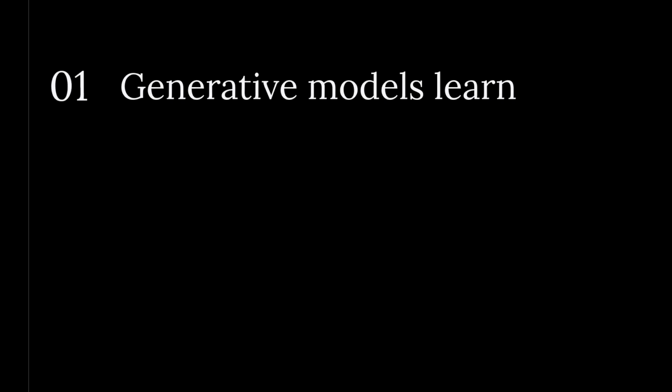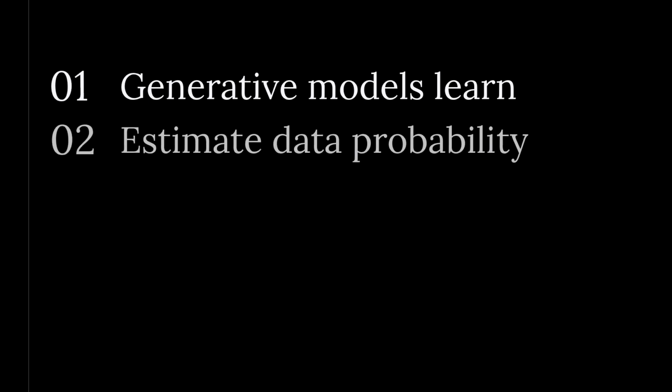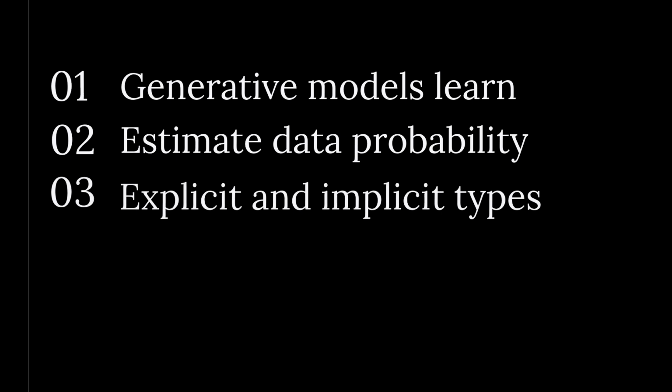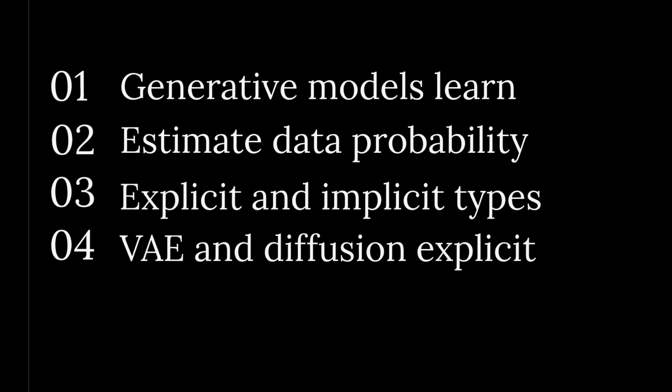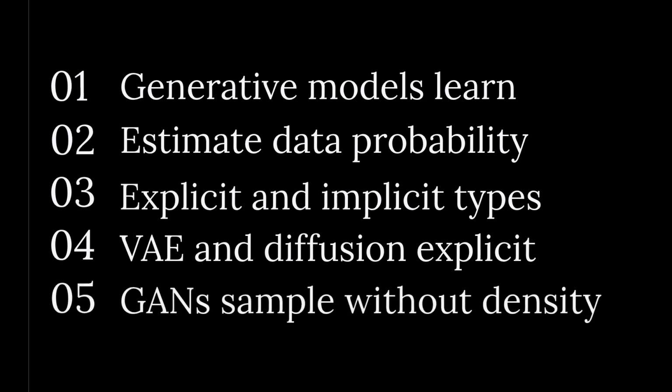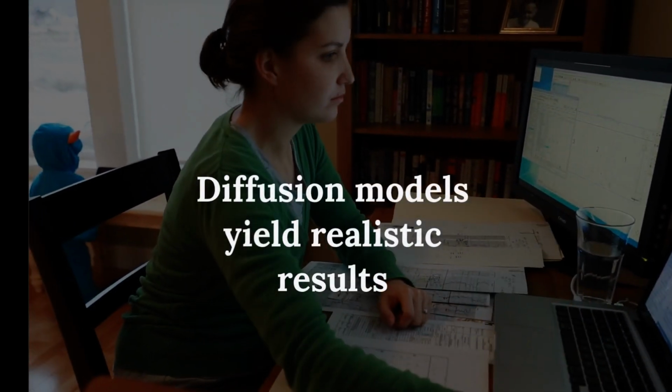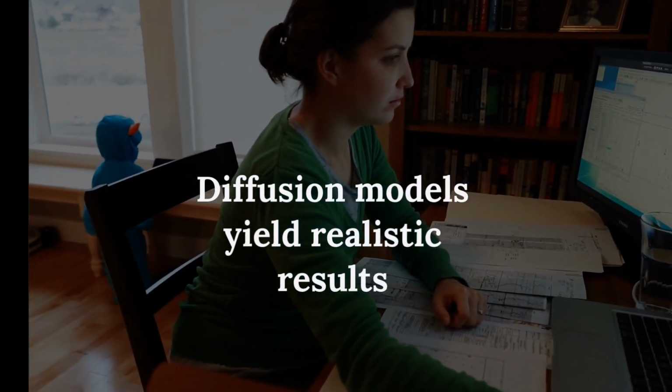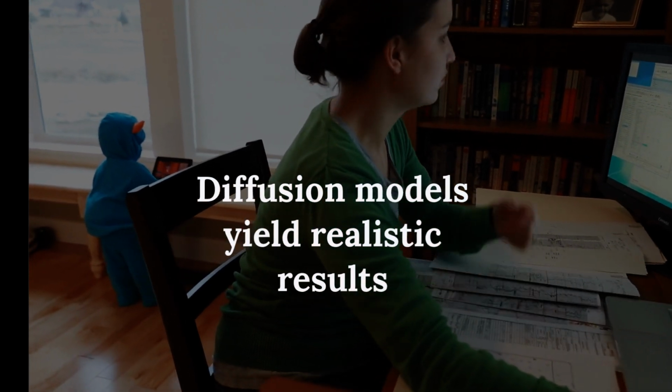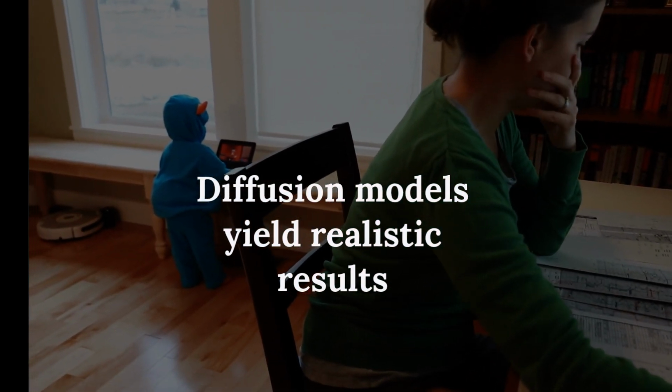Generative models learn to generate new data points similar to training data by estimating a dataset probability distribution. The material separates them into explicit density models and implicit density models. Variational autoencoders and diffusion models are explicit, while generative adversarial networks are implicit and generate samples without explicit distribution modeling. Diffusion models reverse a gradual noise adding process and produce highly realistic results, though they are computationally intensive.